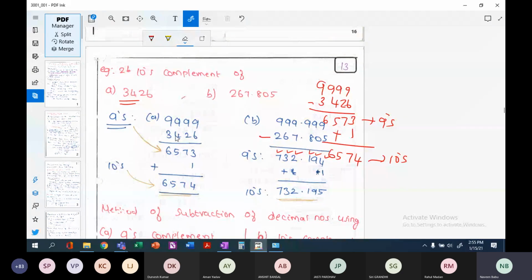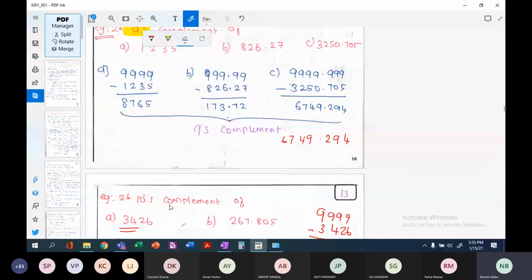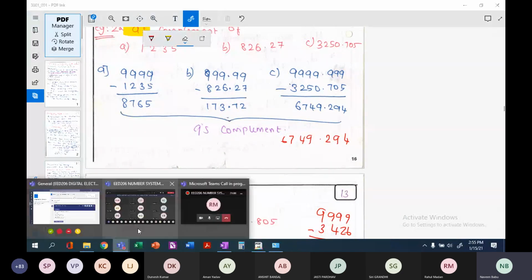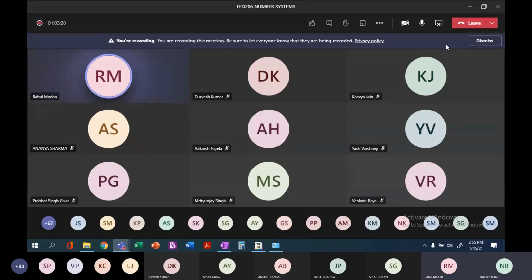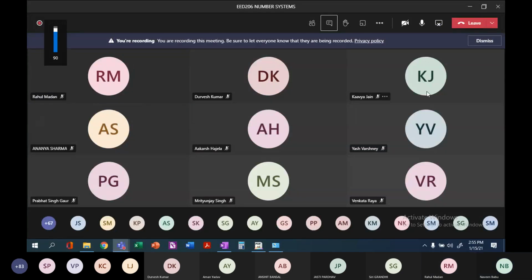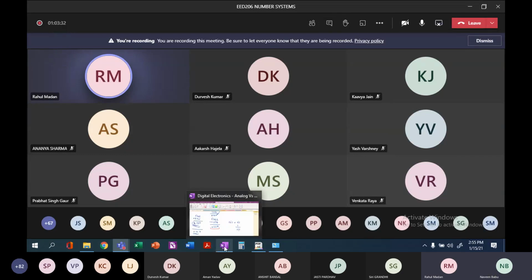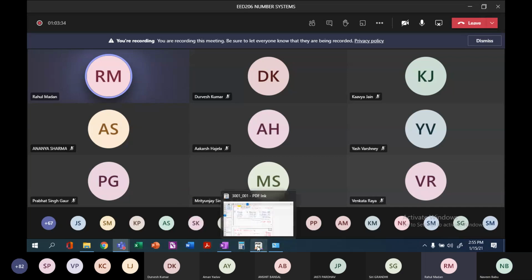We will see how to really perform subtraction using the 9's and 10's complement in the next class. Any doubt so far? Do you want me to repeat anything? Yes, please go ahead, Rahul. In the last example that you explained, we have to add 1 after the decimal? Yes, always to the least significant bit.